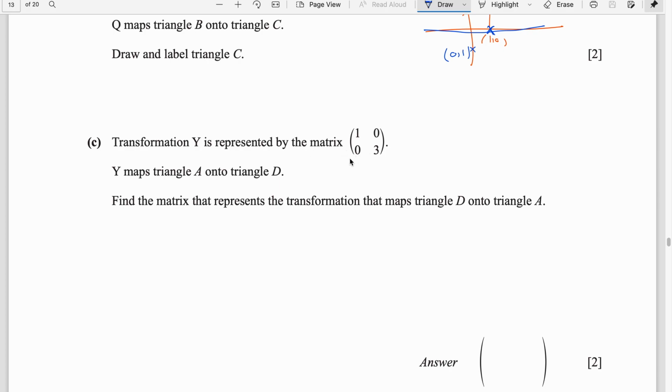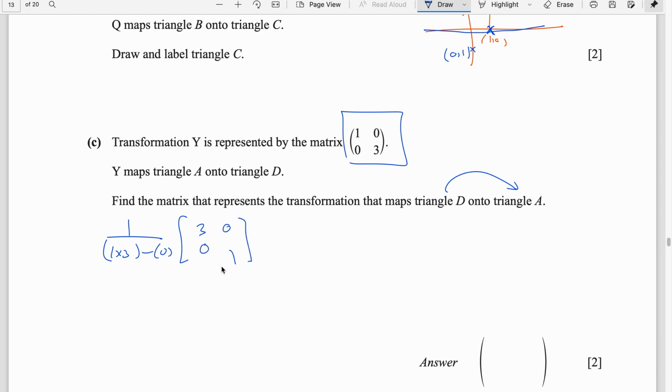Transformation Y is represented by this given matrix. Y maps triangle A onto D. Find the matrix that represents the transformation that maps D onto A. So which is the inverse of this. A to D and D to A is the inverse of this. 1 over determinant, this into this, minus this into this, with place change and sign change. 0 stays as it is. So this is 1/3 of 3001.